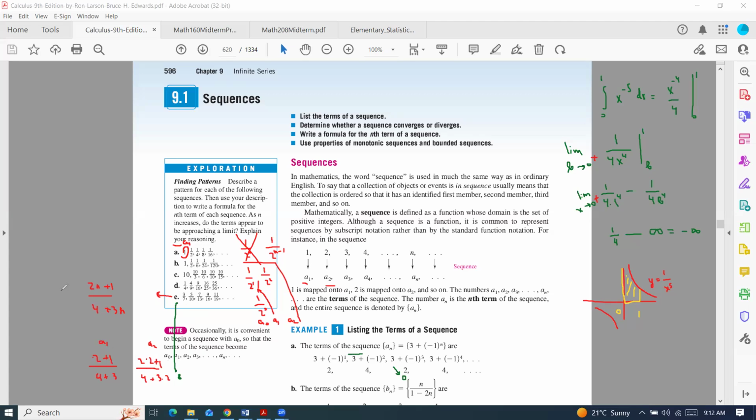So the point is we are producing the so-called nth term formula, or sometimes people put it in braces. They say the sequence a_n, which is (2n plus 1) over (4 plus 3n).